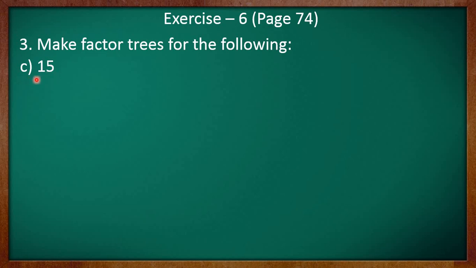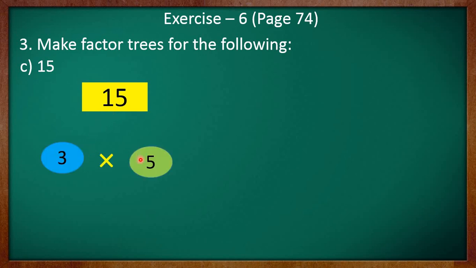Let's take a look at another part, that is C part. The number given to you is 15. Kids, if you observe number 15, it is not an even number. So let's move to the divisibility test of 3, which says the sum of the digits of the given number should be divisible by 3. If I add 1 and 5, I get number 6 as sum. And 6 is divisible by 3. That means 15 is also divisible by 3. Right? So the multiplication fact, that is 3 multiplied by 5, will give me the branches of this factor tree.